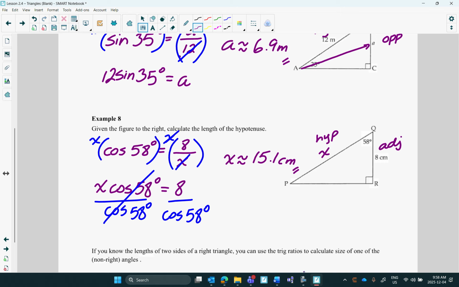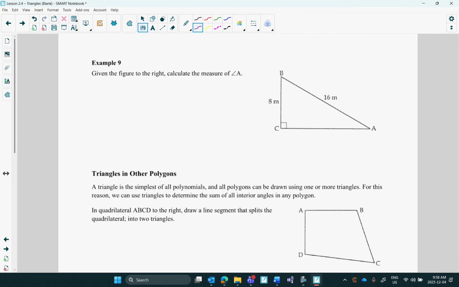The final example with trig, okay. Notice that in the first example, we were trying to find a side and it was on top in the trig equation. Second example, we were trying to find a side and it was on the bottom. Third different type of example when we use trig: what happens if you're asked to find an angle?